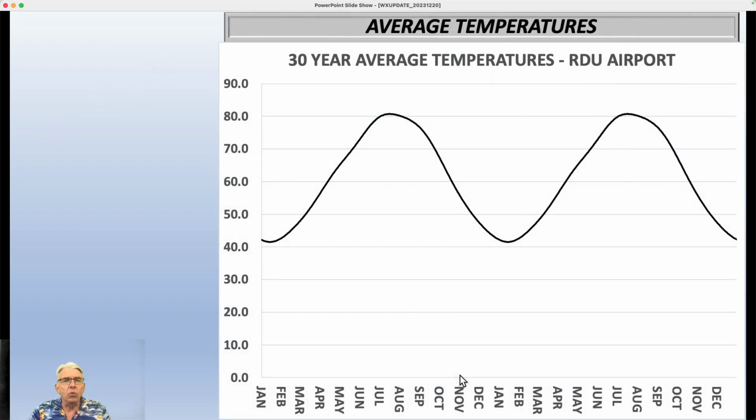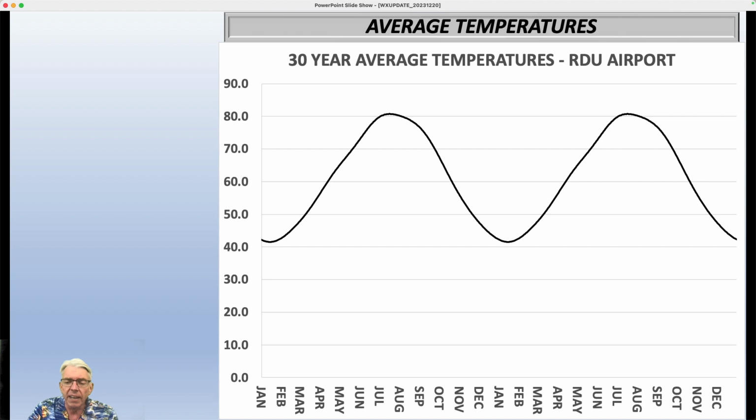So here is a graph of the 30-year average temperatures at the RDU airport. This is an average between the high and the low. And what I did was I plotted a 2-year cycle here, because since winter straddles 1 year into the next, I wanted everything to be on the screen. And so this goes from January 1st of a given year to December 31st of the year after that. So you can see the cycles going up and down. And the maximum average temperature is close to 80 in the summertime and down into the low 40s at the core of winter.